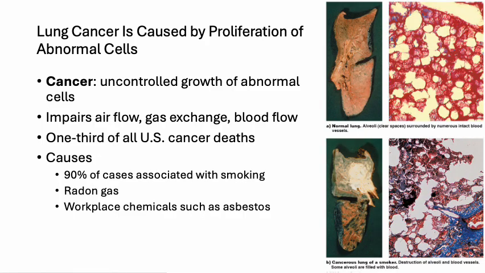Lung cancer arises when abnormal cells grow uncontrollably in the lungs, blocking airflow and disrupting gas exchange. Smoking is the leading cause, responsible for most cases. Radon and workplace exposures like asbestos also contribute. It's one of the most deadly cancers, responsible for a third of all cancer deaths in the United States. Prevention by reducing exposure to carcinogens is critical.